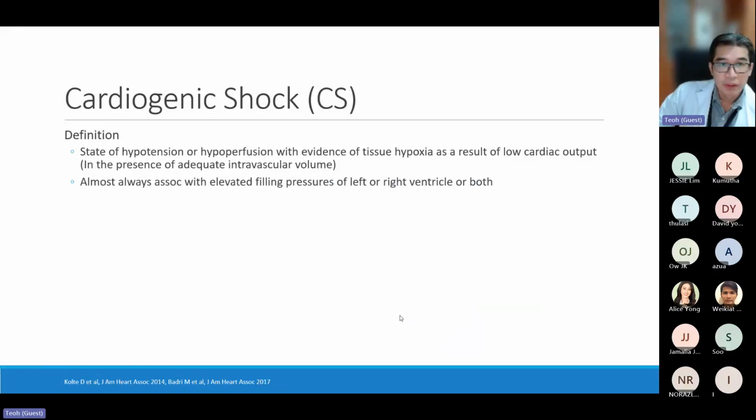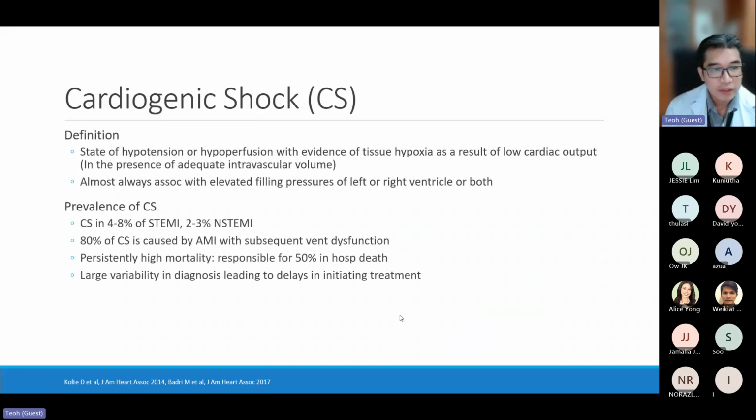And cardiogenic shock is basically one of the common scenarios that cardiologists need to deal with. So the definition for cardiogenic shock basically is shock as a result of low cardiac output. So you have to exclude hypovolemic shock before you can diagnose this condition. Cardiogenic shock is always associated with elevated filling pressure, in either the left, right, or both ventricles.